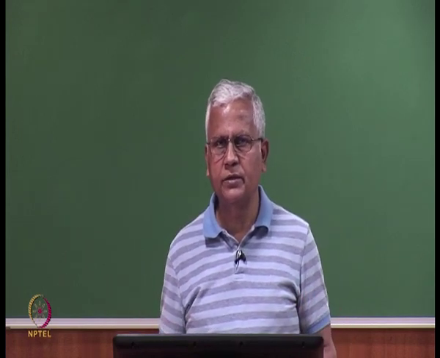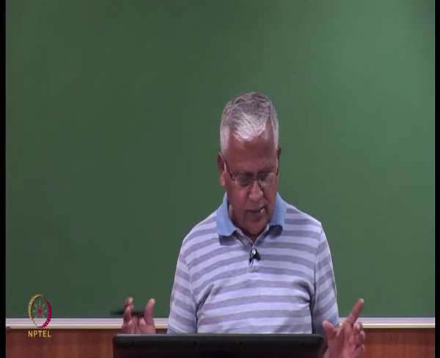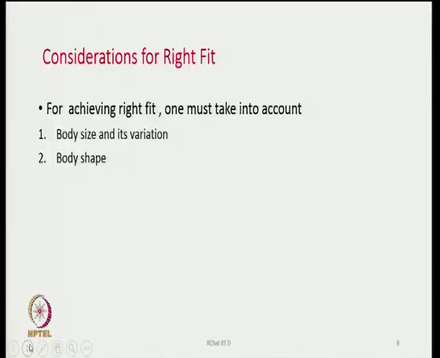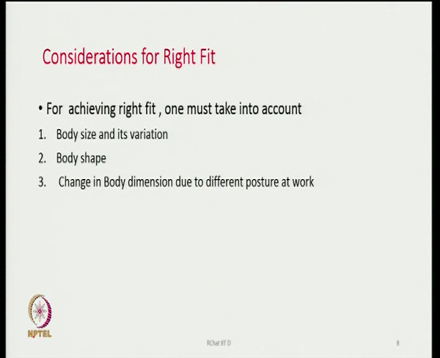If I want to make for a group of people, then the body dimension also will vary from person to person. So, if it is for a group of people, obviously, body size variability has to be taken into account. Then comes the shape of the body. Body shape may also differ from person to person. Change in body dimension to different postures at work. If we want to design something for a person doing some technical function, then for different body postures, how the body dimension is changing, that also has to be taken care of.